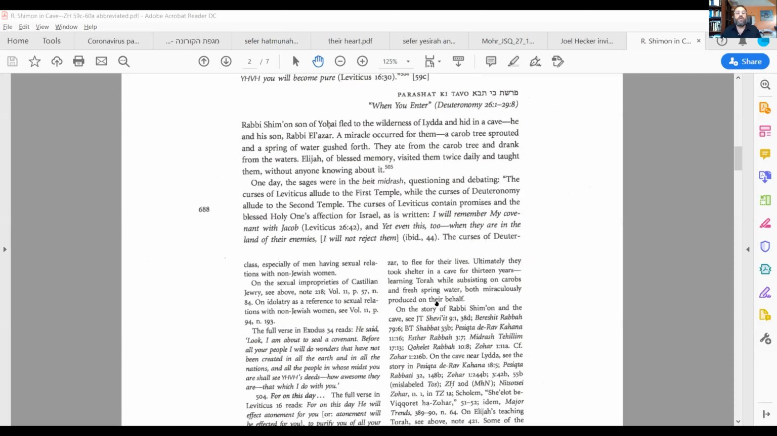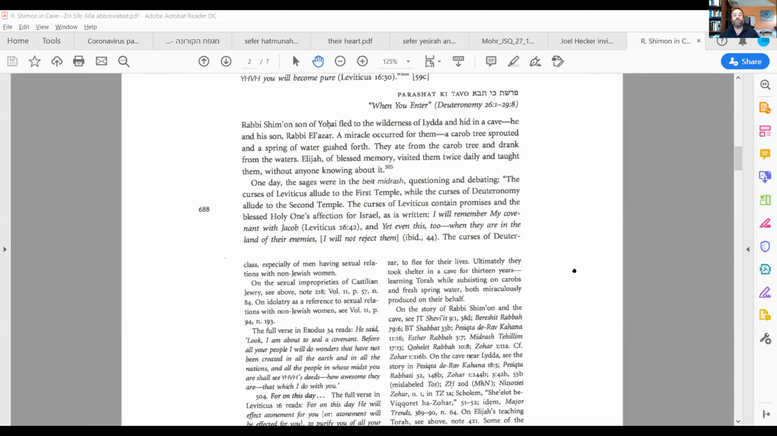Rabbi Shimon, son of Yochai, fled to the wilderness of Lida and hid in a cave, he and his son, Rabbi Elazar. A miracle occurred for them. A carob tree sprouted and a spring of water gushed forth. They ate from the carob tree and drank from the waters. Elijah of blessed memory visited them twice daily and taught them without anyone knowing about it.